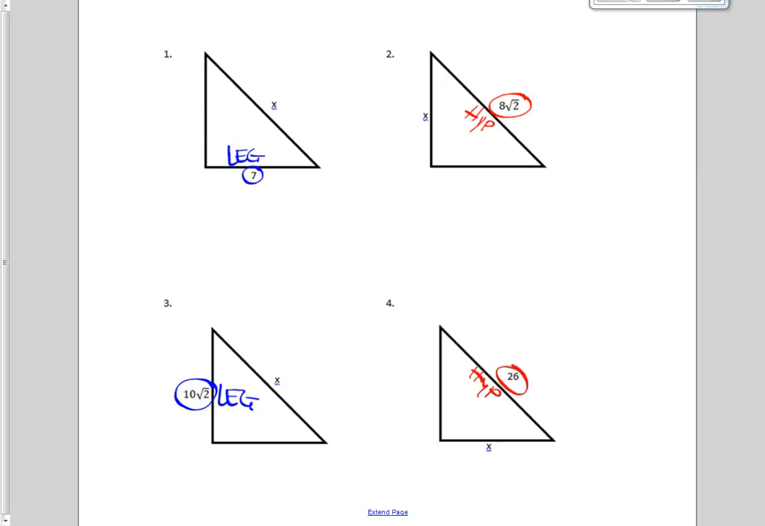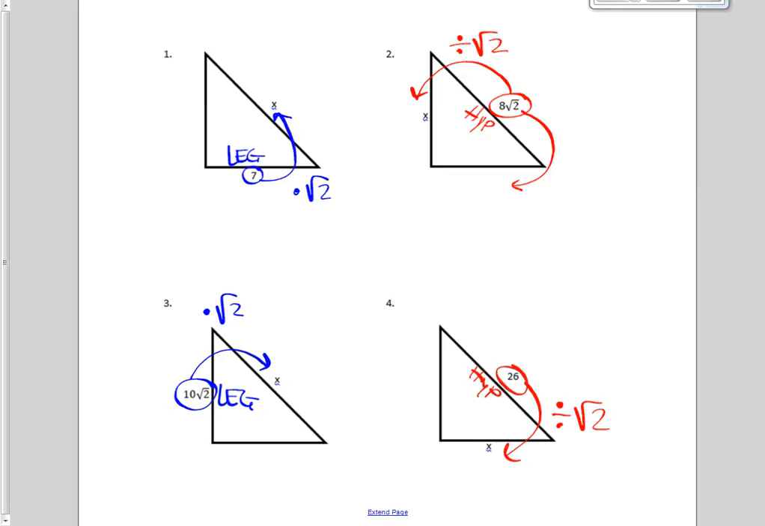Well, whenever you're given the leg, to get over here, you multiply. So given the leg, to get this side, you multiply. And then in these cases, if you're trying to get to the leg, I guess in this case we're going this way, but they're both the same thing, you divide. So down here we're going to divide. Notice in every single case it's by radical 2. That's because they're 45, 45, 90.